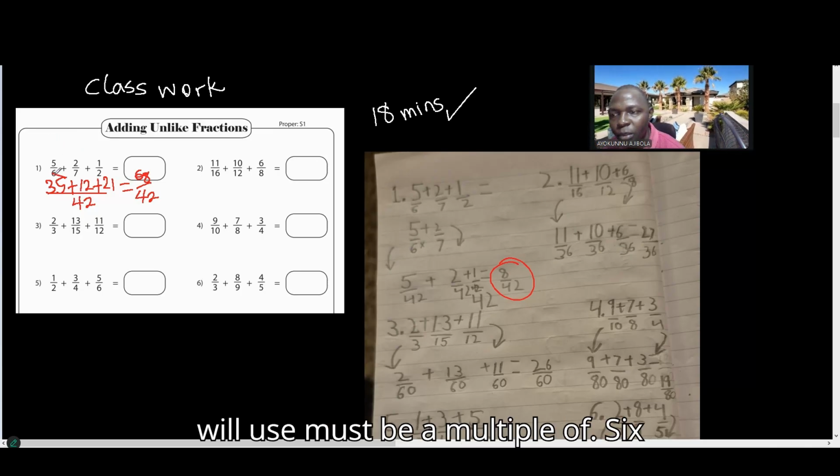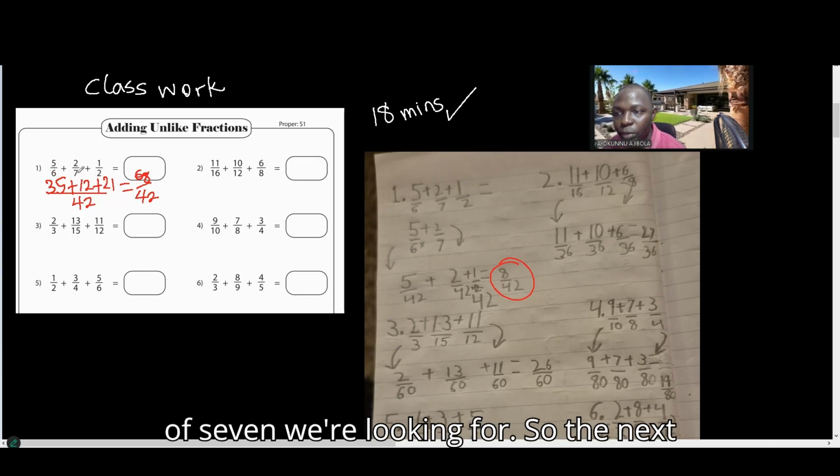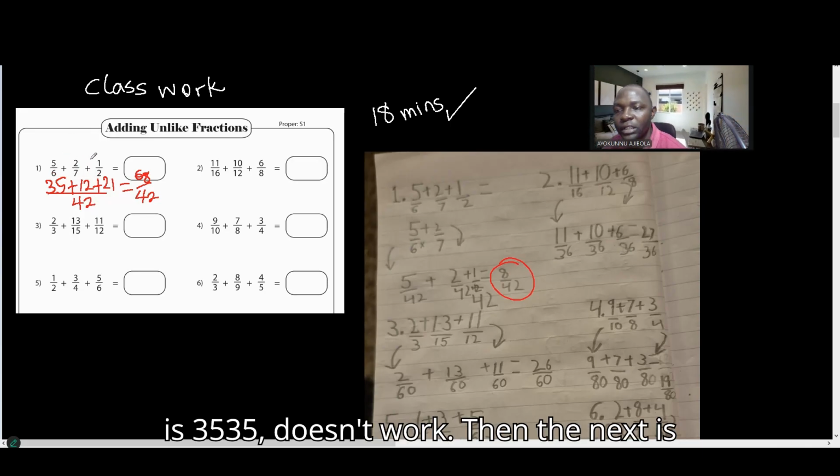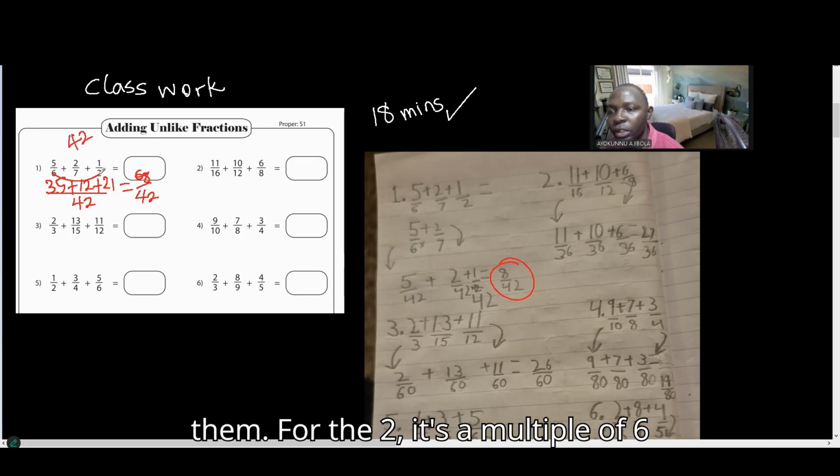Any number we will use must be a multiple of both 6 and 2, okay? It's a multiple of 7 we're looking for. So the next is 35. 35 doesn't work. Then the next is 42. Fortunately, 42 works for the two of them.